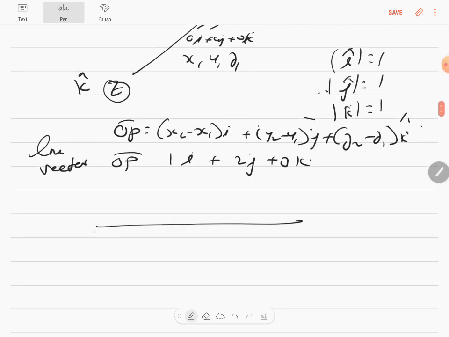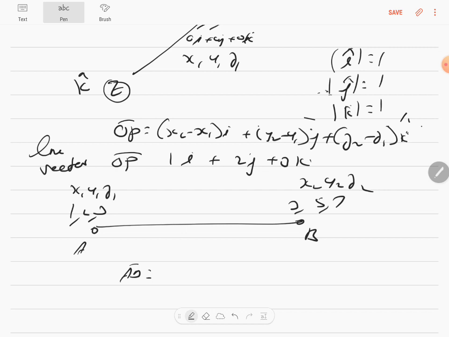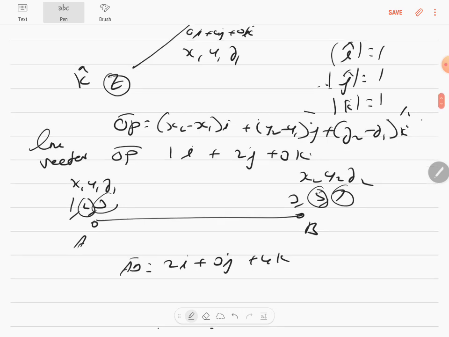Similarly, supposing this is the a vector and this is the b vector, it's not the origin, it's some vector 1, 2, 3, and this is 3, 5, 7. They ask you to write the line vector. This is x1, y1, z1 and this will be x2, y2, z2. So the line vector will be x2 minus x1 into i. So 3 minus 1 is 2i. 5 minus 2 is 3j. And 7 minus 3 is plus 4k. So this is how you frame a line vector.